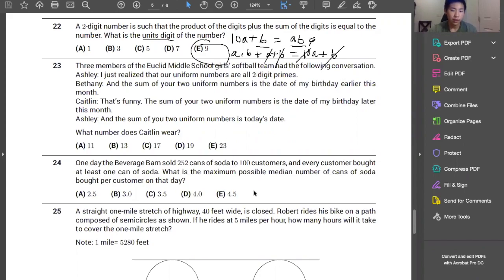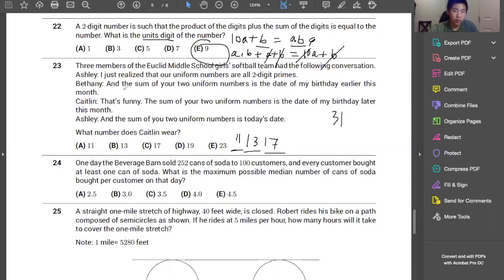So we want to know the number that Caitlin has. Well, the key to this problem is that there are only at most 31 days in a month. So taking just the smallest 2-digit primes, we have 11, 13, 17. And we see that 13 plus 17 is already 30. So if we go any higher, we're going to have problems because adding 2 numbers could go over 31. So these are definitely the only possibilities, 11, 13, and 17.